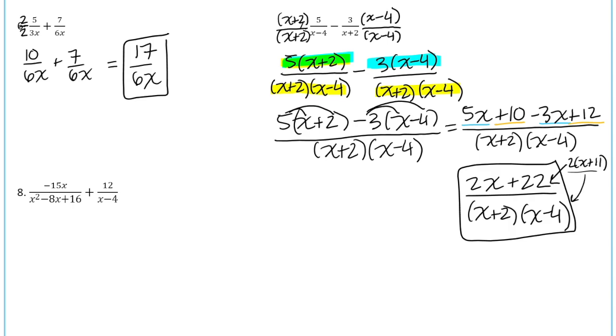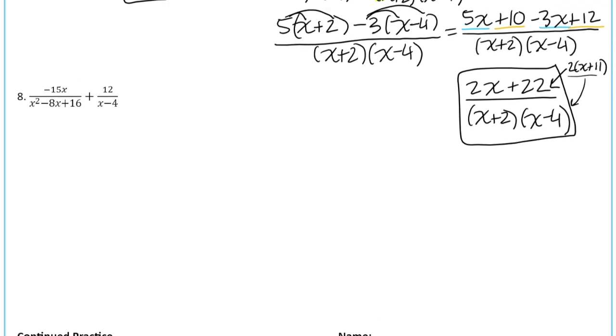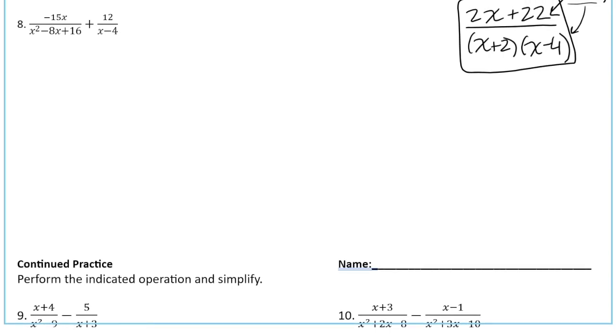Okay, let's do one more problem. Here I have a little bit more complex polynomial. I have a denominator that is not factored. You always want to factor first. So what multiplies to 16 that adds to negative 8? It wouldn't be 8 and 8, it would have to be negative 4 and negative 4. So I'm going to rewrite my problem as negative 15x over x minus 4 times x minus 4 plus 12 over x minus 4.